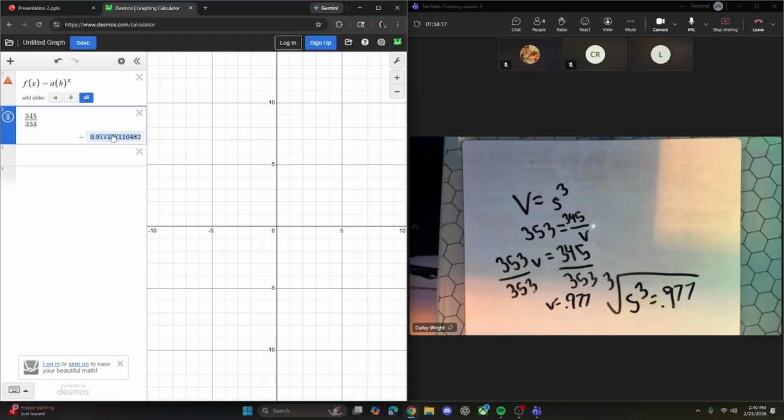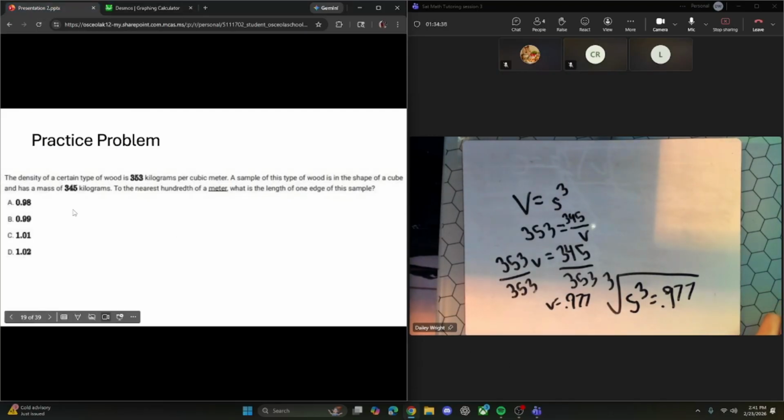I'm going to copy this down right here, 0.97733, just to like 5 decimal places should be fine. And then to take the cube root, I always go to the fraction way of doing it, and I do 1/3, and it gives me 0.99238. So if I go and look at this, 0.99 is my closest answer, and that is going to be your answer.